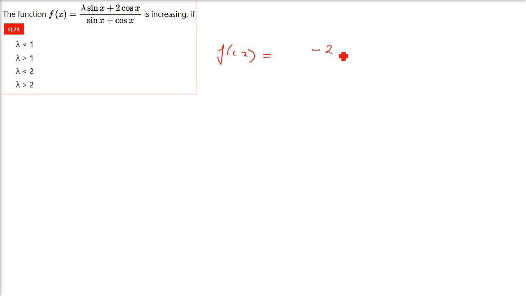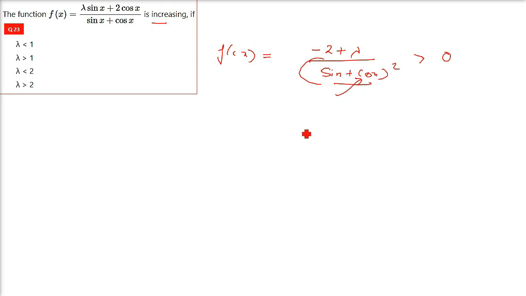So let me write the differentiation. Whatever I am writing right now is the differentiation of (lambda sin x + 2 cos x) / (sin x + cos x). So you have (lambda - 2) divided by (sin x + cos x) whole square. This is the differentiation. Now we have to say that it is greater than 0 for increasing. That is the relationship we get when it is increasing.